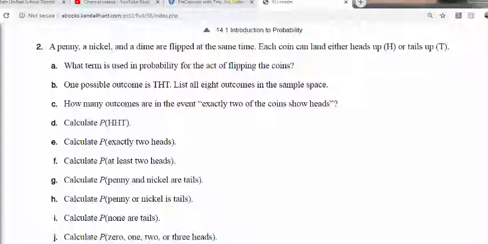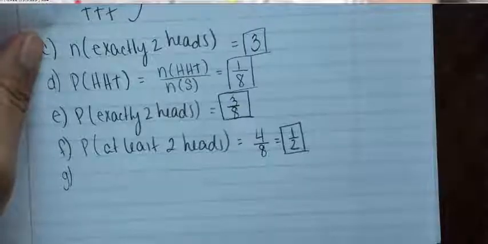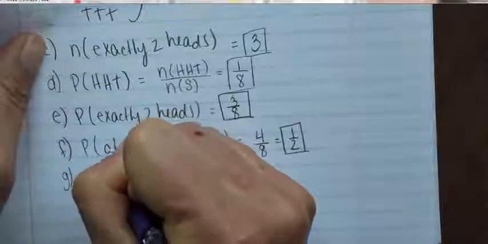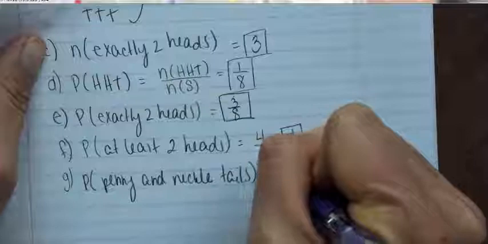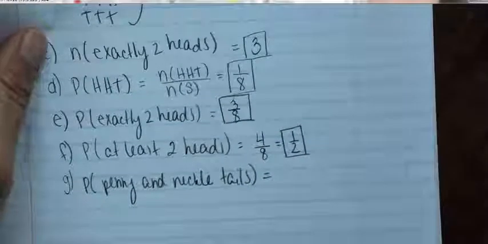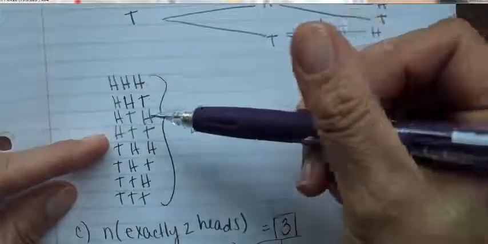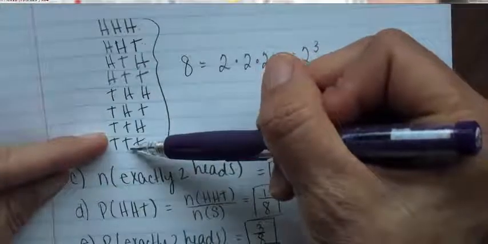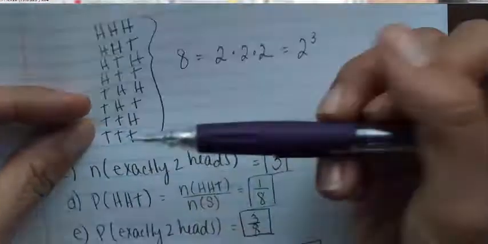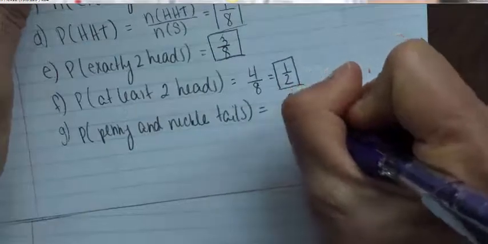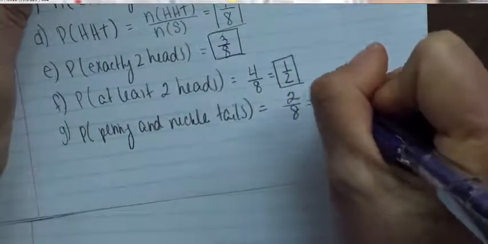All right, G. Calculate the probability that a penny and nickel are tails. So this is the probability the penny and nickel are tails. It goes penny, then nickel, and we need both of them to be tails. It looks like I've got 2 possibilities here. So 2 outcomes in my event give me where penny and nickel are tails. That would be 2 out of 8, or 1/4, or 25%.